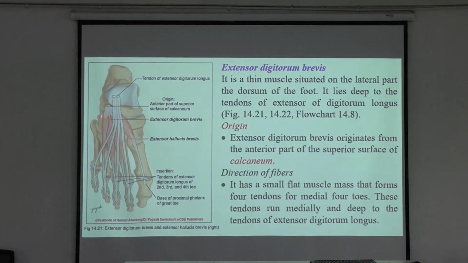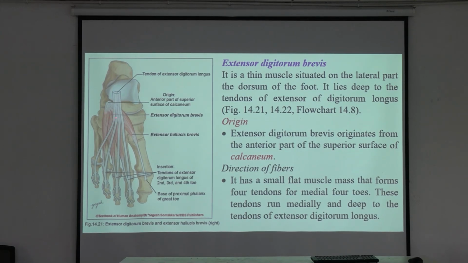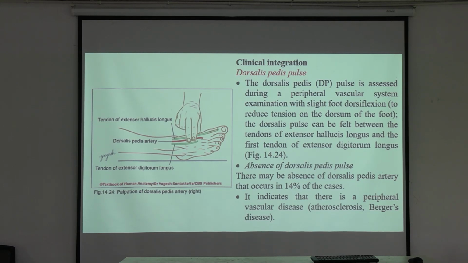Same thing, the same muscle we can see, extensor hallucis, this extensor digitorum brevis, the first tendon is also called extensor hallucis brevis. Okay, extensor hallucis brevis, which is nothing but the first tendon of the extensor digitorum brevis, and rest of the tendons are, you can see, they are attached to the lateral side of the respective tendons. Okay, and dorsalis pedis pulse, very important.